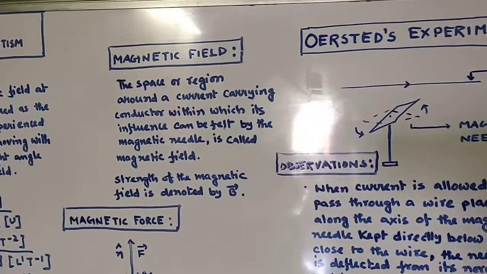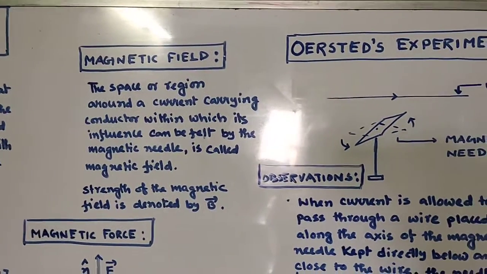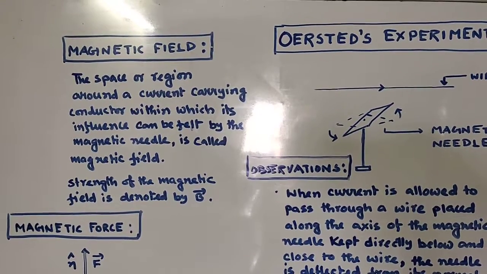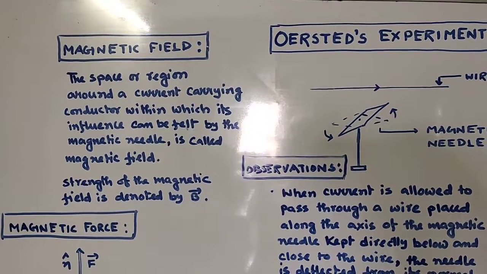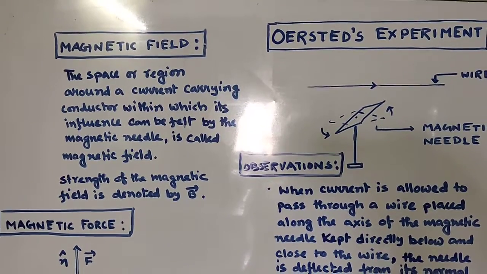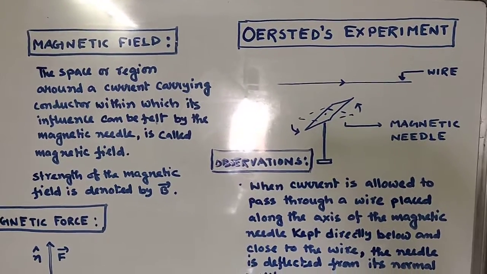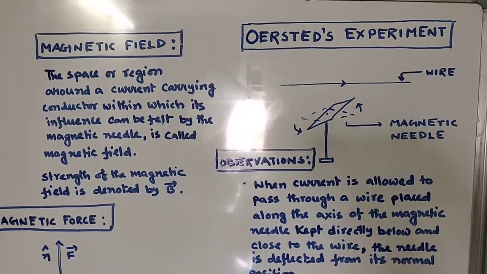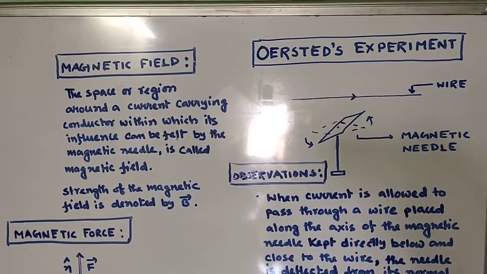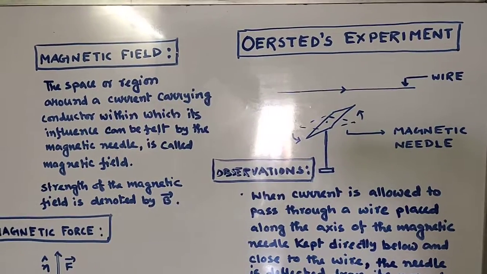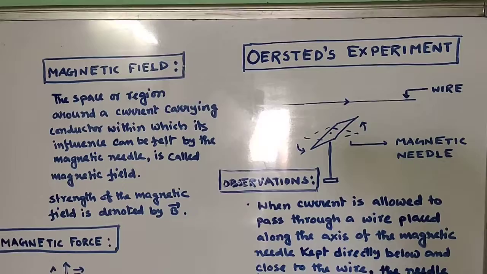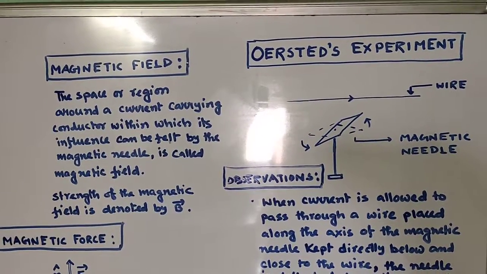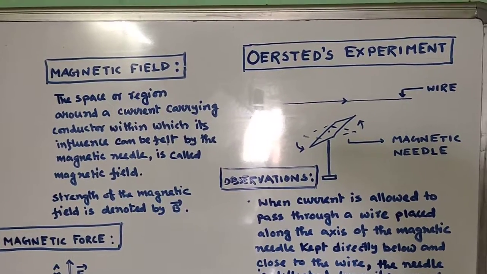Okay, and the next topic is magnetic field. What we have written: the space or region around a current carrying conductor within which its influence can be felt by the magnetic needle is called magnetic field. If the needle is very far from the current carrying conductor, the needle will not get deflected, and deflection is possible only if the needle is very close to the wire. So it indicates that the magnetic field extends up to a certain limit, and if you place the magnetic needle within that limit, then the needle gets deflected, otherwise it will not.